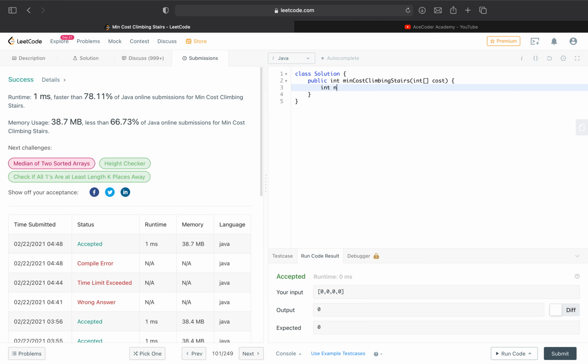So we are making size as cost dot length, and we will be making our dp array.